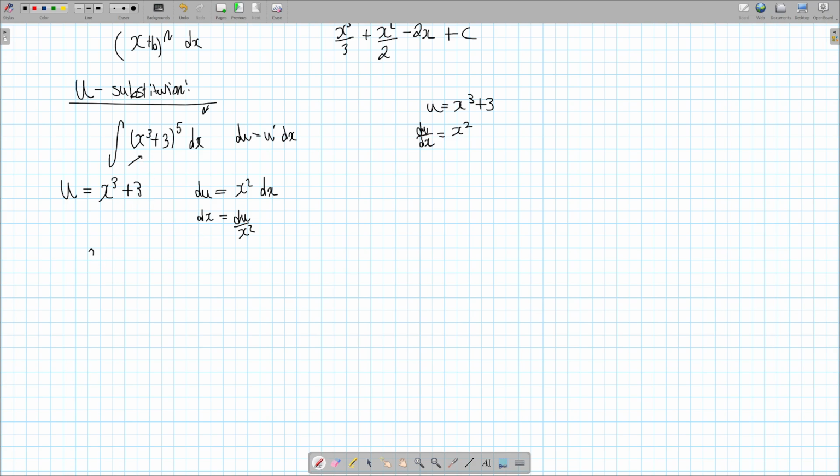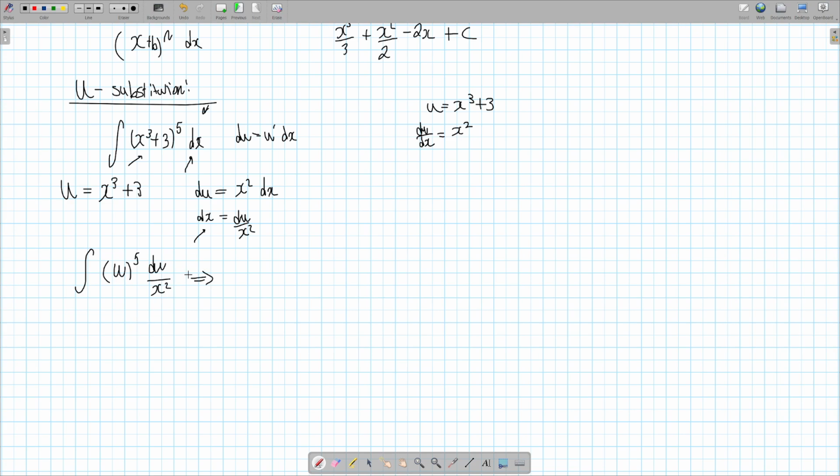Now can I change this? Of course I can. We said u is x cubed plus 3. So I can actually change this into u to the power of 5. And you can't keep it as dx, since now I'm working with u. I have to change dx into du. What's my relationship between dx and du? It's du over x squared. So instead of dx, what am I going to write? Du over x squared.